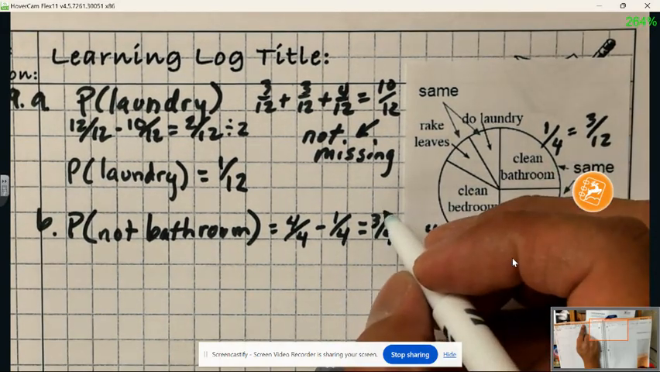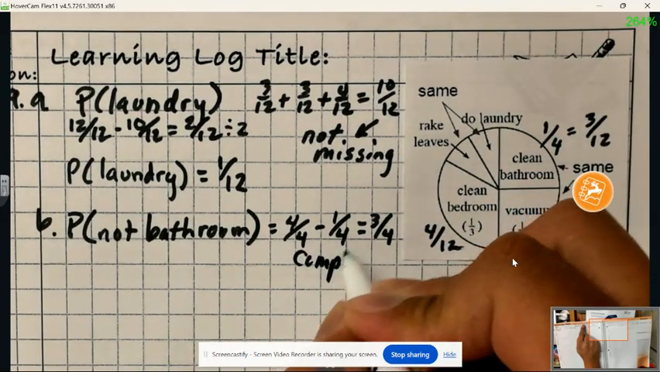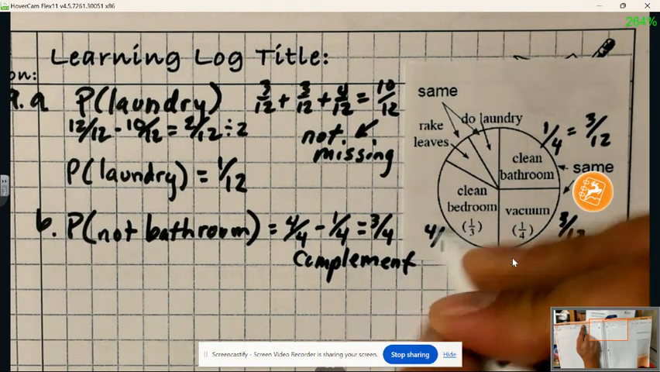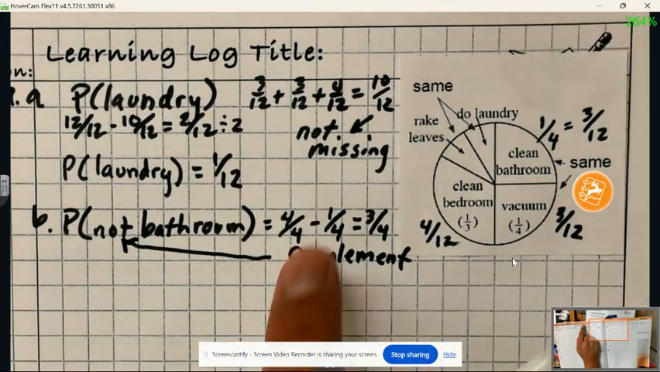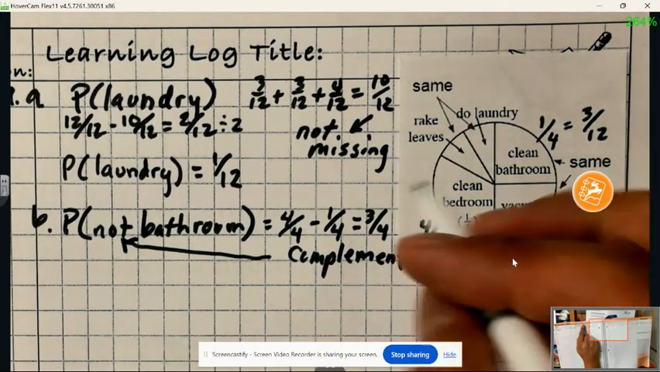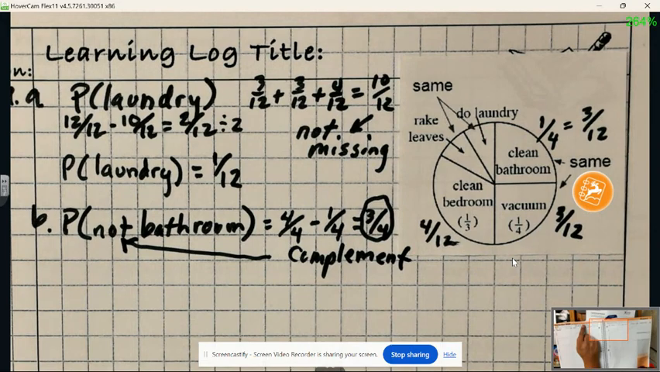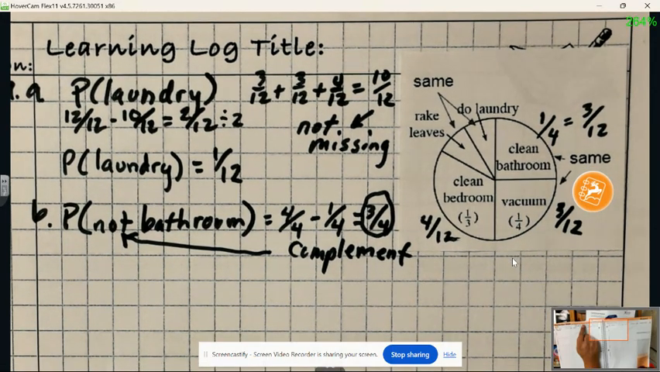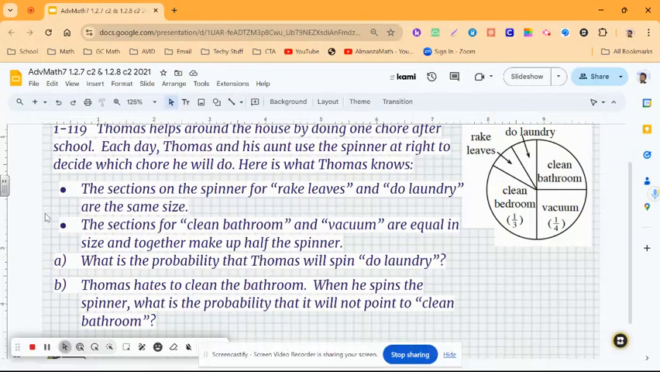So what this number is called is a complement. The complement is the probability of not getting something, where we just take it away from the whole. Okay, so 3/4 is called the complement because it completes the whole from the probability of cleaning the bathroom. All right. So our next question.